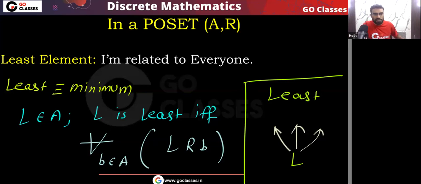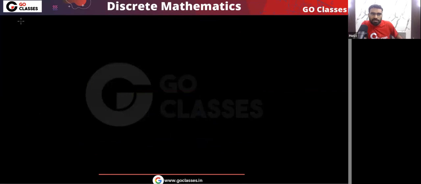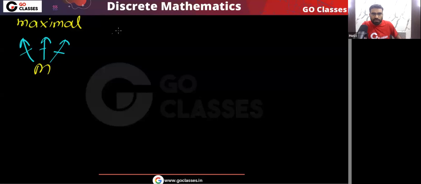Okay, is this clear? Please tell me. So I'm making all these elements here. Just understand this diagram. What is maximal? Maximal says that no one is above me, meaning I am not related to anyone else.